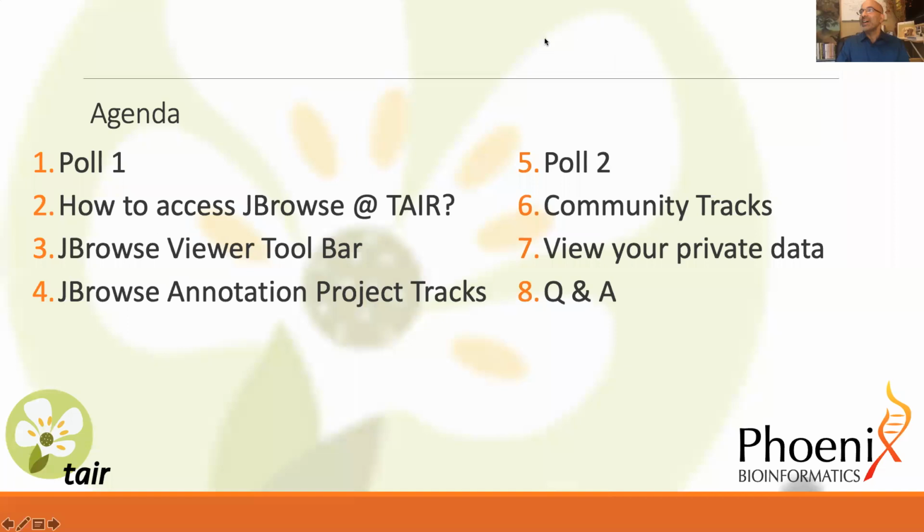All right, so just a brief overview. We're going to start with a poll, and then we're going to go into the demo of JBrowse. And we're going to cover a few topics, mostly about what the data is inside JBrowse. And then we're going to break, take another poll, and after that, we're going to finish with talking about community tracks and also how you can load your own private data into JBrowse and visualize it. And then we'll finish up with question and answer.